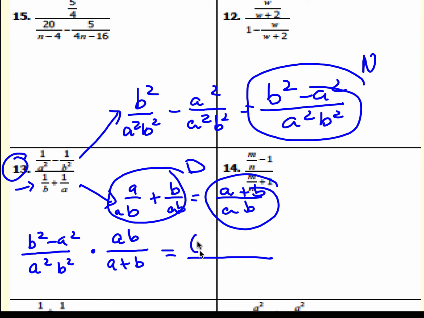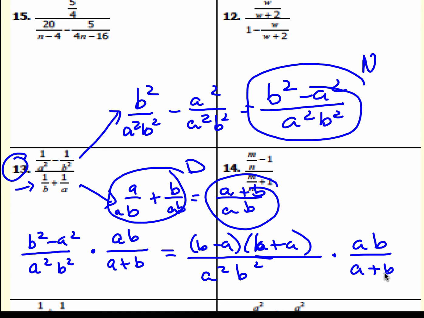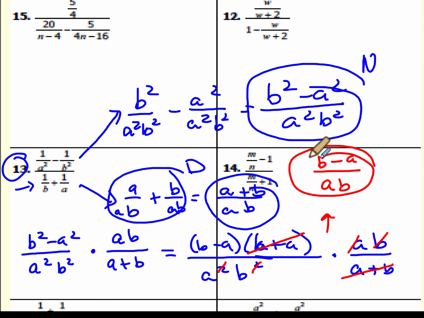B squared minus a squared is b minus a times b plus a. And a squared b squared, we'll take care of that later, times ab over a plus b. Now, because of the commutative property, b plus a is exactly the same as a plus b, so I don't have to worry about factoring out a negative. A goes into a squared once, and b goes into b squared once. So what are we left with? B minus a in my numerator, and ab in my denominator. That one was really complex, huh?